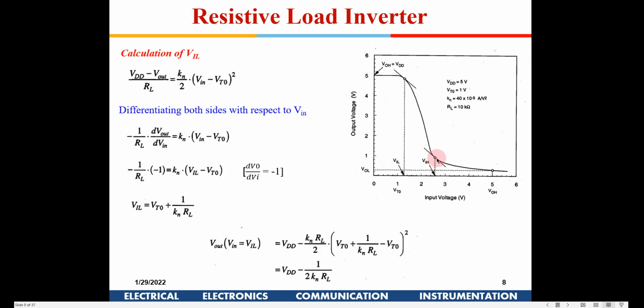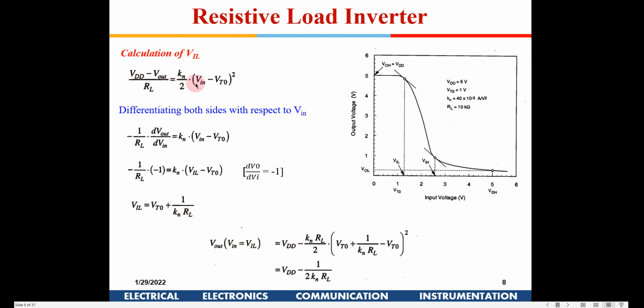Whereas while we are coming here, VDS has fallen, so the condition of VDS greater than VGS minus VT will not be satisfied. That is why we are considering this as the linear region. Okay, is it okay? Yes. So now having found VIL, we can use that.